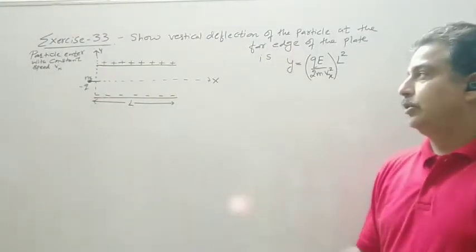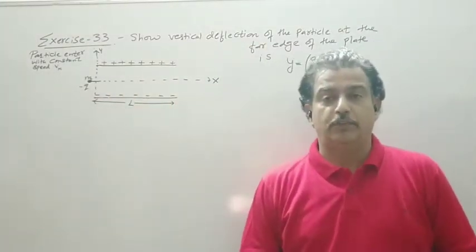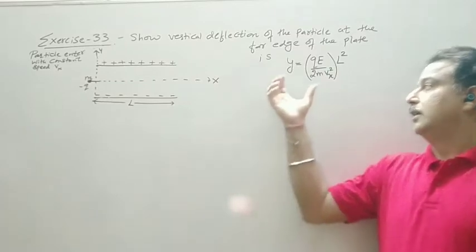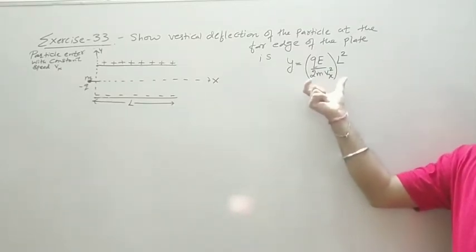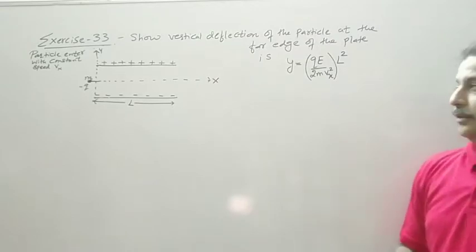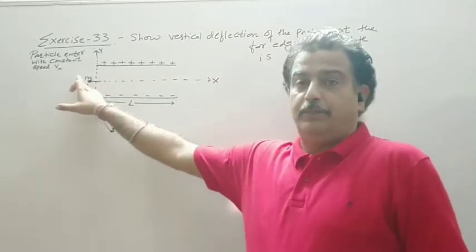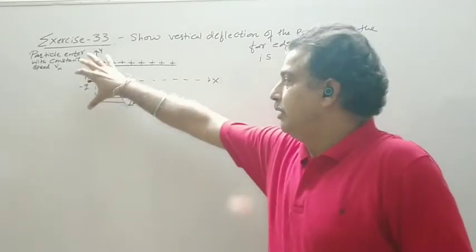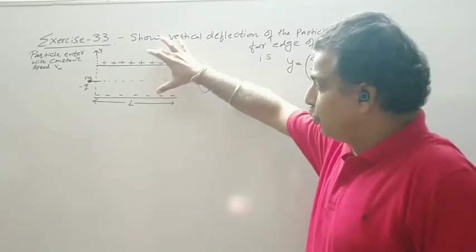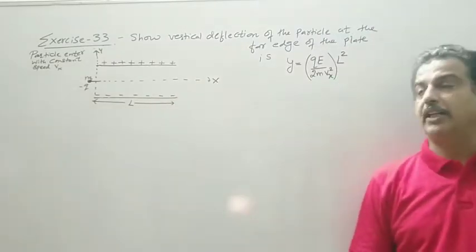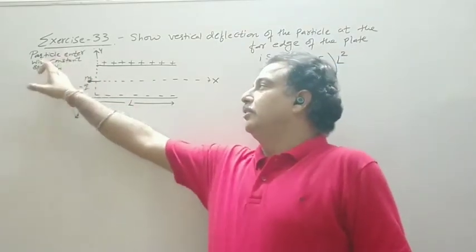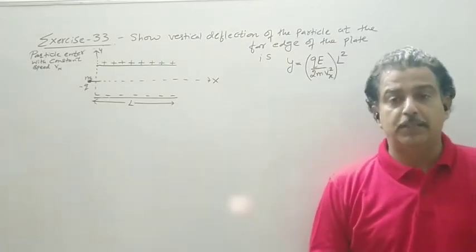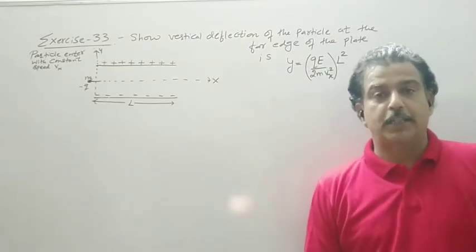Hello students, today we will do question number 33 of the exercise, and 34 is the direct application of this derivation. We have to derive a formula. Now the question is, a particle of mass m and charge minus q, so it is a negatively charged particle, enters between the two plates where one plate is positively charged and the other plate is negatively charged. This particle enters with a constant speed Vx. The particle enters with a constant speed Vx means the horizontal speed remains constant throughout the motion.